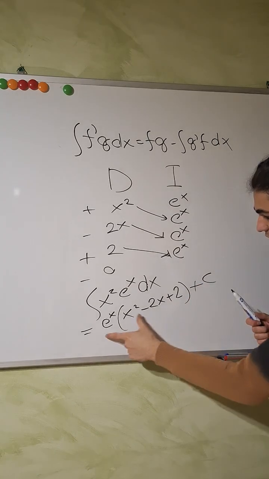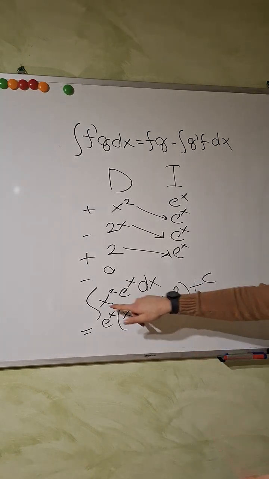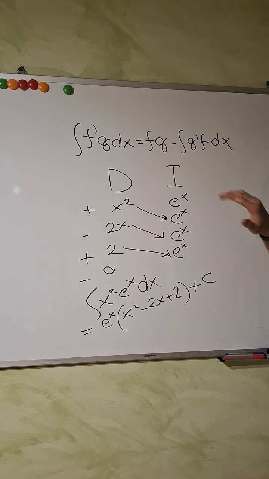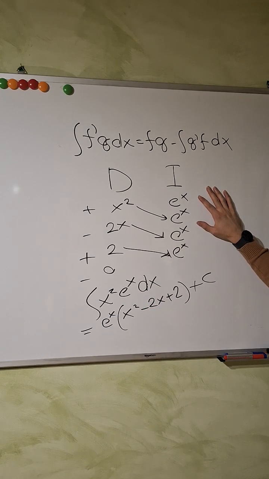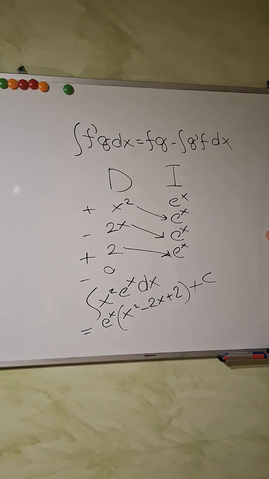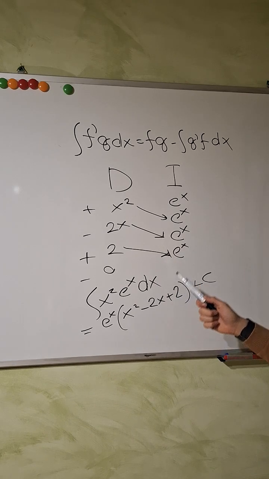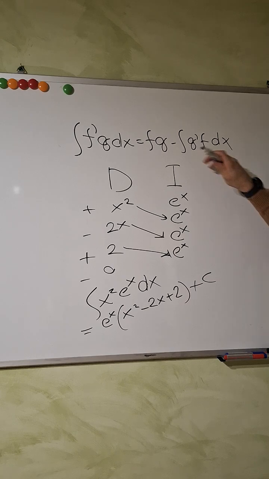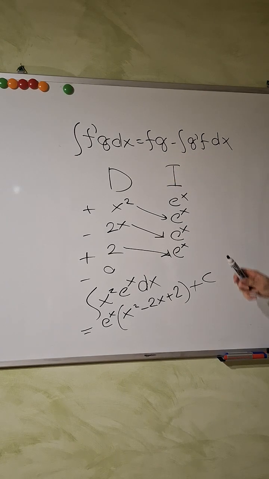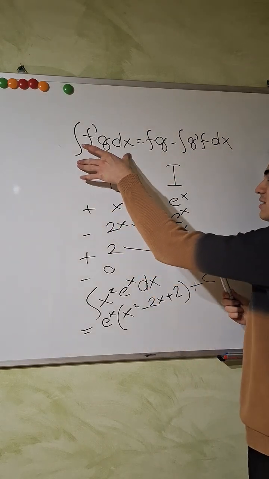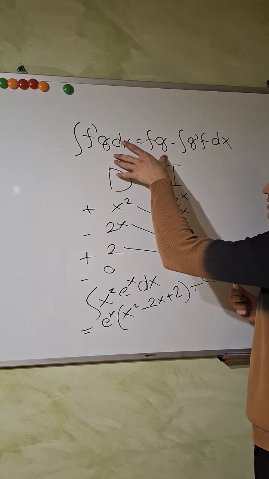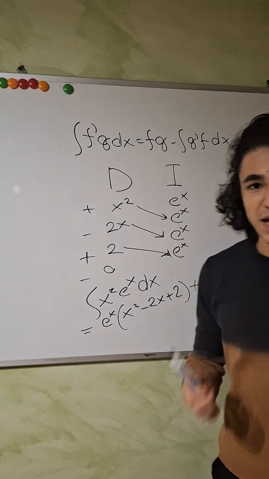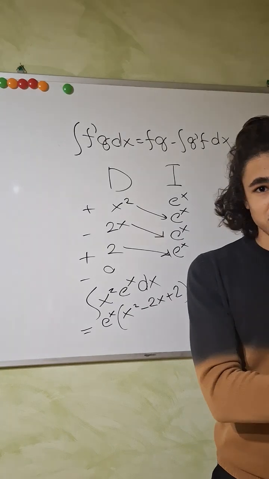And if you differentiate this function, you get x squared times e to the x back. So this is a very interesting thing to do, and once you start using the DI method, there's no way you go back to the usual formula, even though this table is built on this formula here. So it's very important that you understand the basics behind integration by parts.